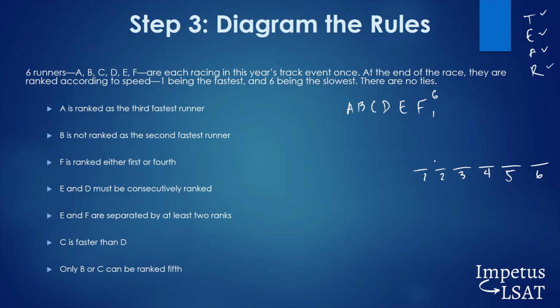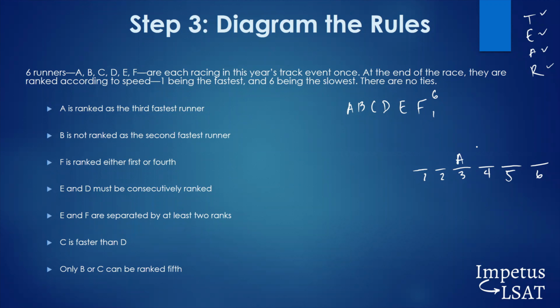So the first rule says A is ranked as the third fastest runner. Notice how for this one, I can add that directly to my game board, right? And a good rule of thumb to go by is if you can diagram it directly onto the game board, then you should, okay? Just because that makes things so much clearer, right?